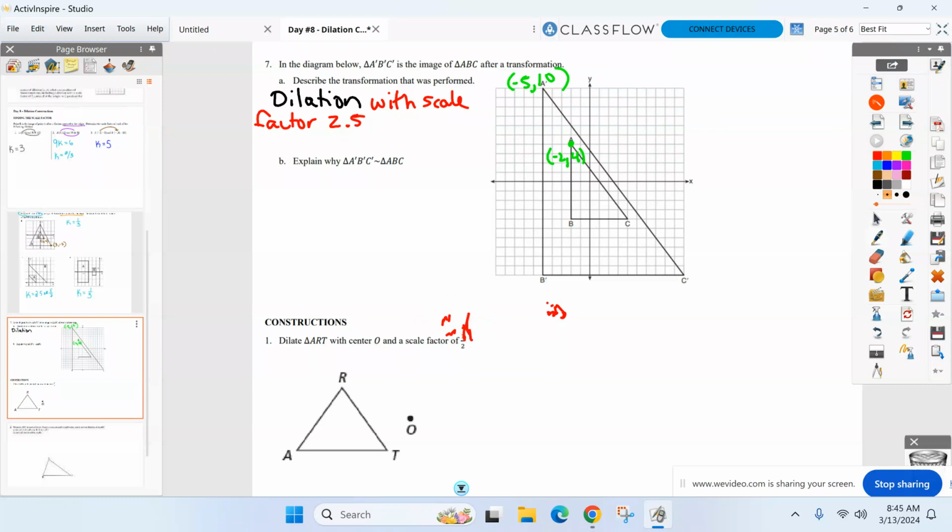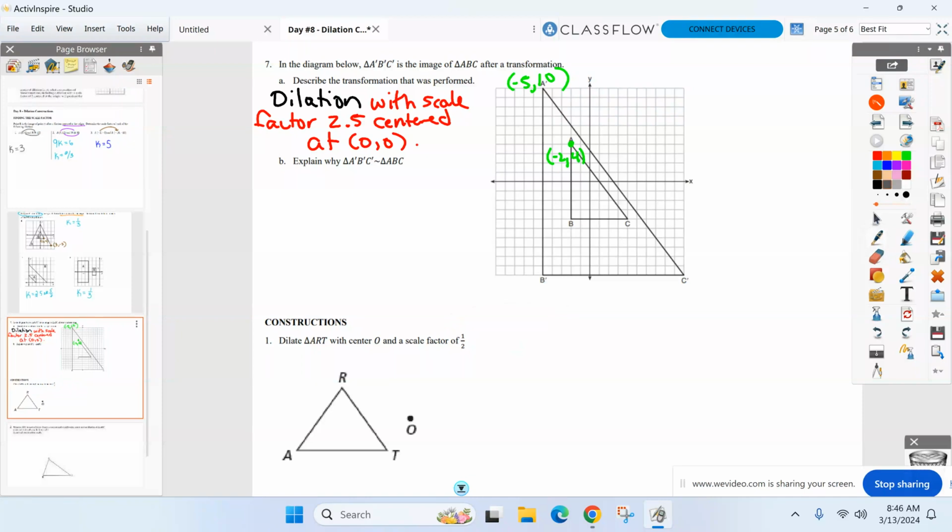Anybody know what I'm missing? What I'm still looking for? Come on, we spent all yesterday. You need 2 things for the dilation. You need to know what the scale factor is and where the center is. And if you ended up multiplying by 2.5 each time, where's your center have to be? Origin. All right, so scale factor 2.5 centered at 0, 0, or at the origin. Okay, got to give me both the scale factor and where the center is.